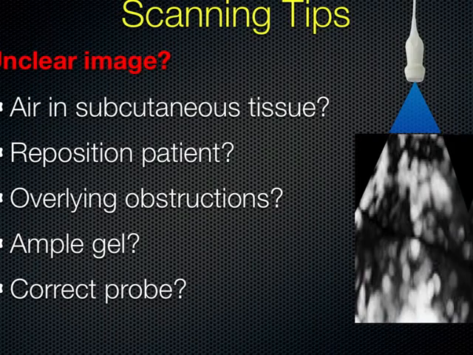When you're having difficulty obtaining an image of the lungs, it's often frustrating. The lungs themselves are fairly impossible to see in a normal aerated lung because air will scatter ultrasound waves. But in addition, there are other things that can interfere with our picture. These include subcutaneous emphysema, poor patient positioning, overlying obstructions such as the EKG pads and the monitor clips, and if you're not using enough gel, you will get air in between the probe and the skin, and this can interfere with your picture. Lastly, make sure you have the correct probe for the purpose of your scan.